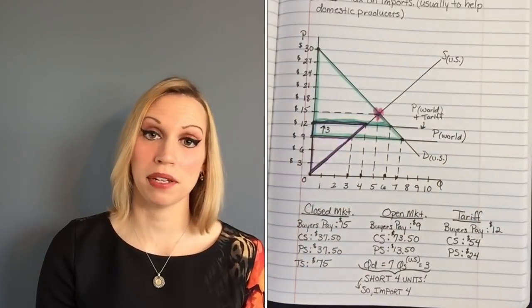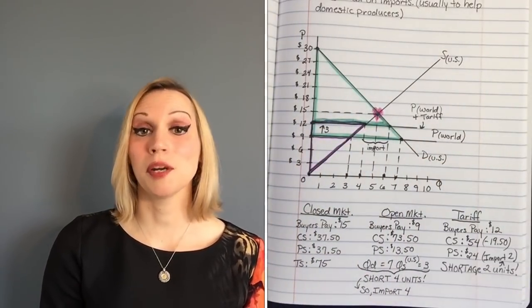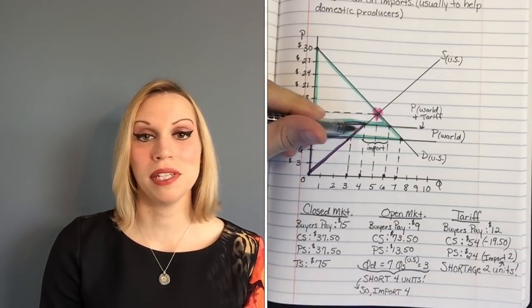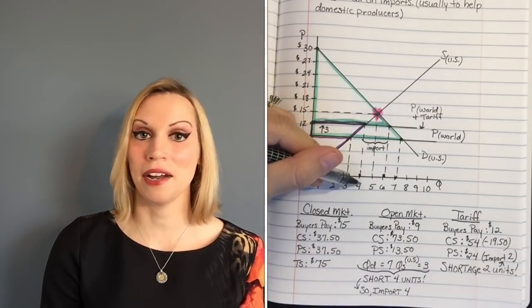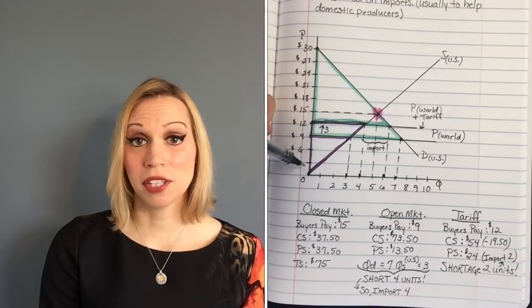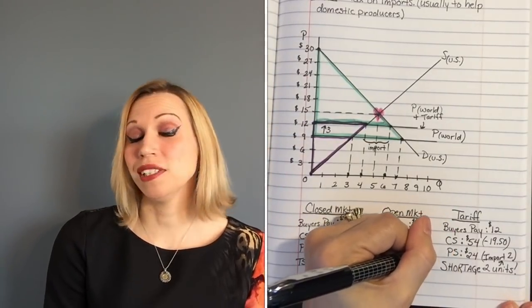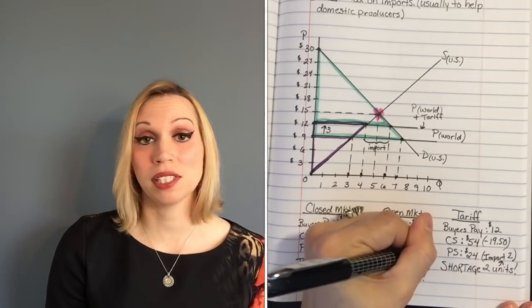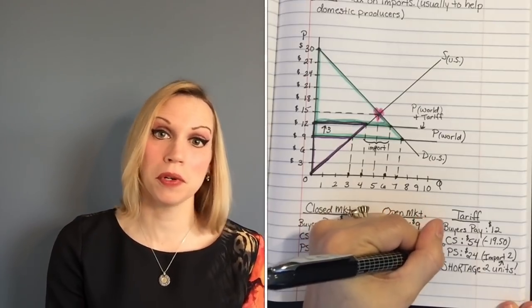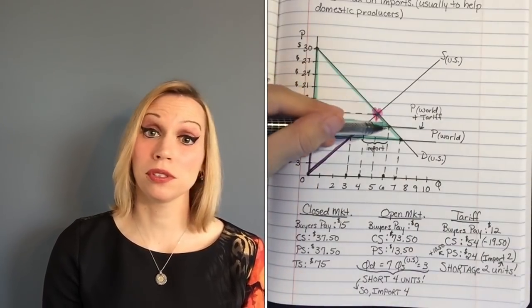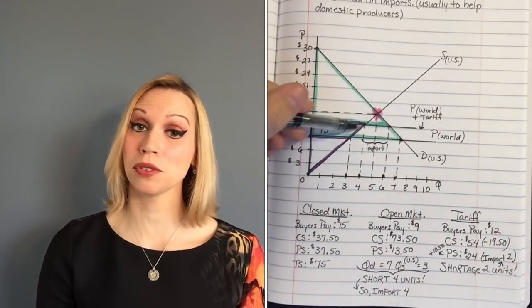Producers definitely benefit from this tariff because their producer surplus is going up. They're selling more items. Instead of 3, now they're selling 4 at a higher price. So after the tariff, their producer surplus is going to be $24, which is $10.50 more than they had before the tariff. Customers are losing a little bit of their surplus. US producers are getting a little bit extra US producer surplus.